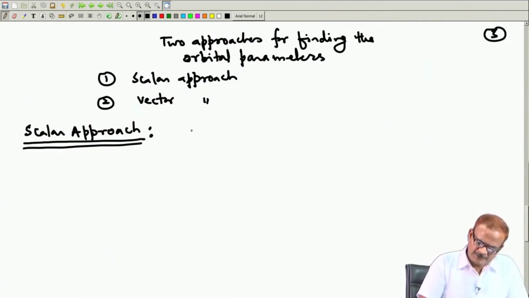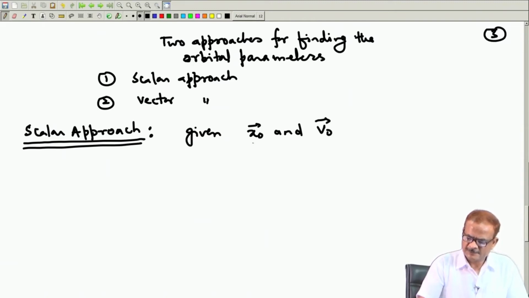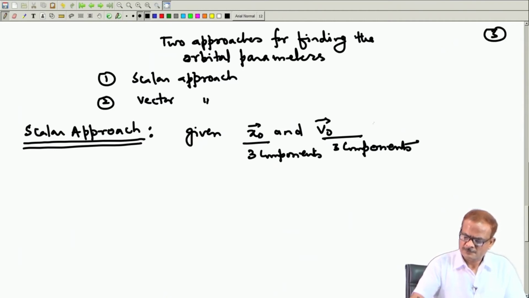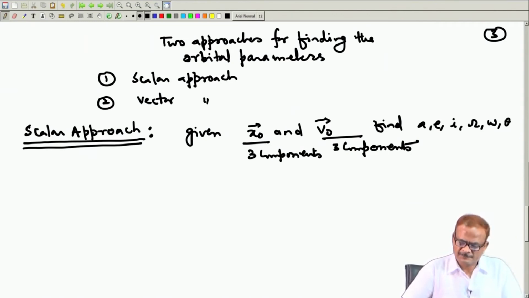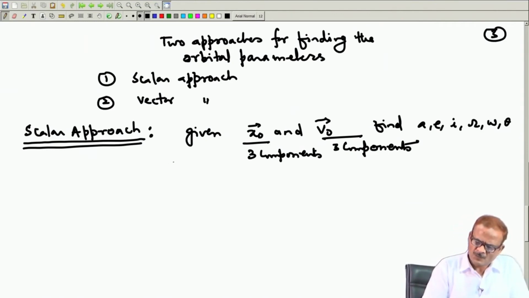So, the problem statement is: given r0 and v0, which is basically 3 components here and 3 components here, find a, e, i, capital omega, small omega, and theta. This is the objective. Out of that, we have already discussed a and e. The rest we have to work out.